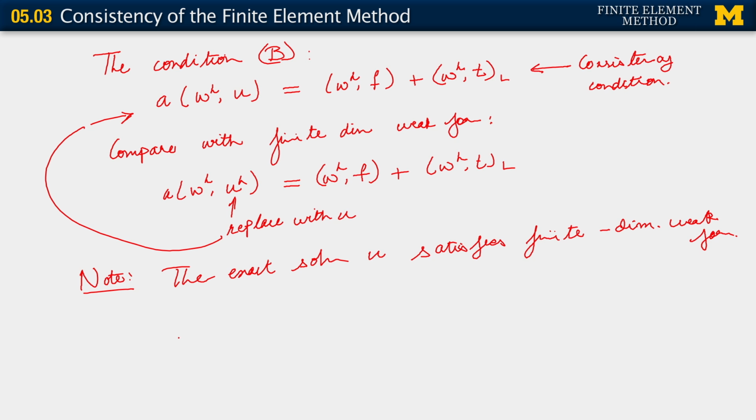I should also extend this note to saying, well, we've already said the exact solution U satisfies the finite dimensional weak form, right? So this means two things. What it means is the finite element method can recover the exact solution.